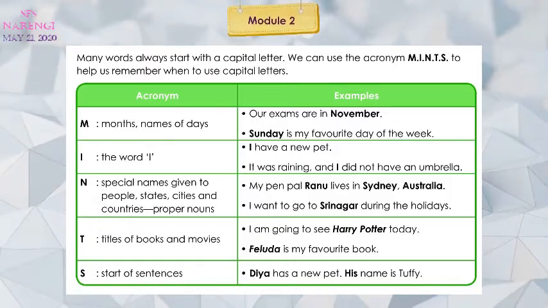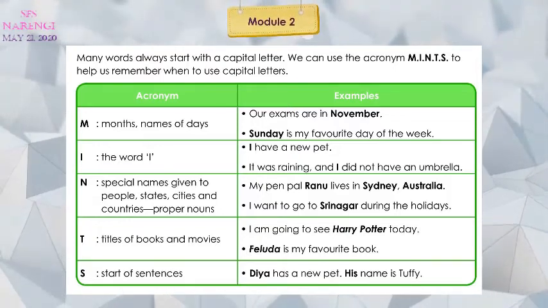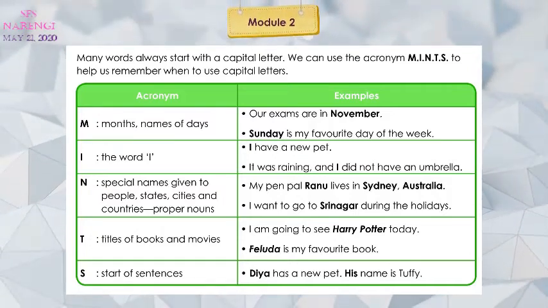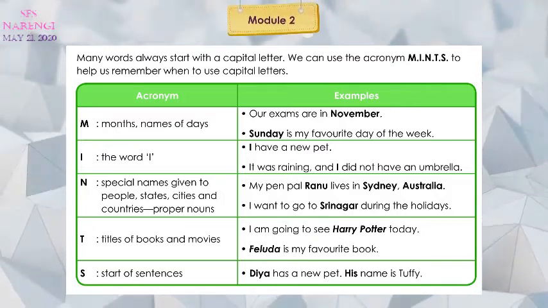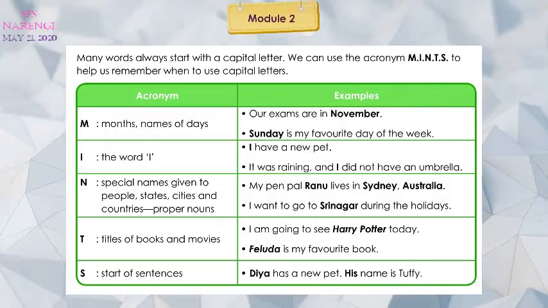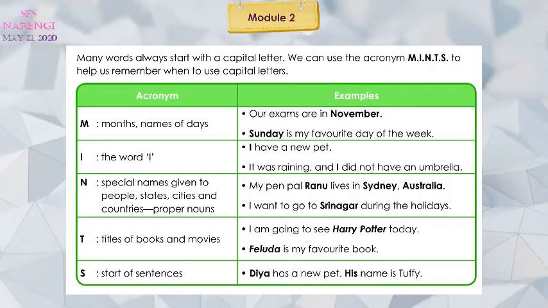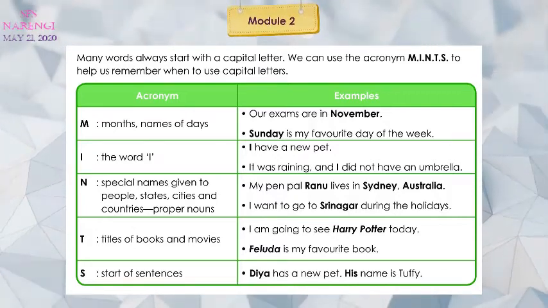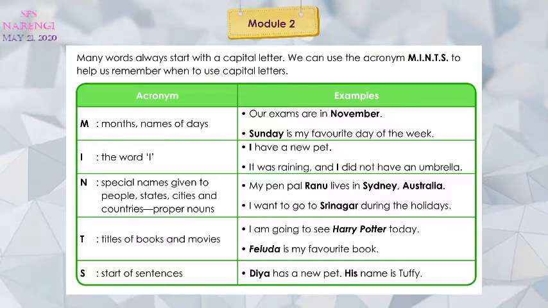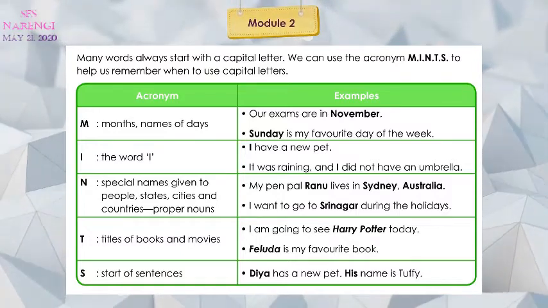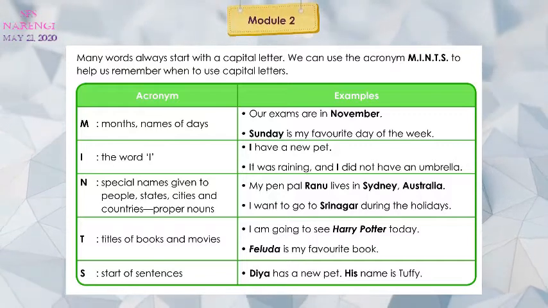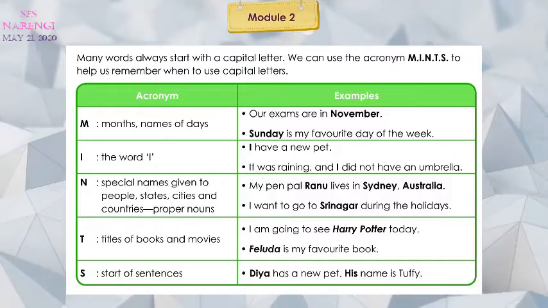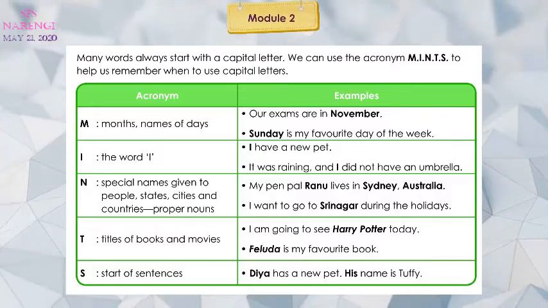My dear students, let's see what we have on page number 12. So on page number 12, we have: many words always start with a capital letter. We can use acronyms, like MINTS, to help us remember when to use capital letters. My dear students, I have told you about capital letters, right? Capital letters are used at the beginning of a sentence, right? So we will now learn about MINTS, the acronym. It will help us to know where to use the capital letters.